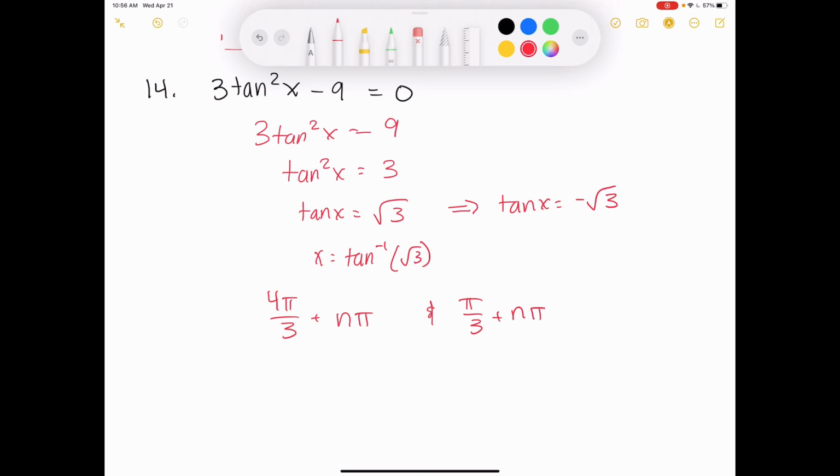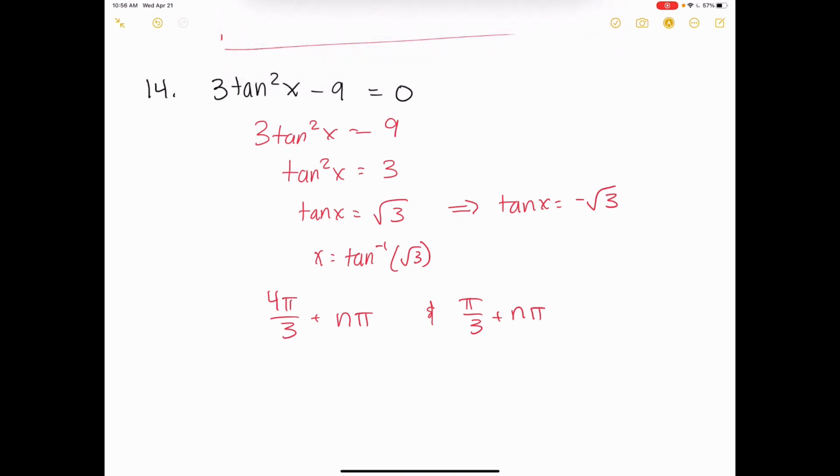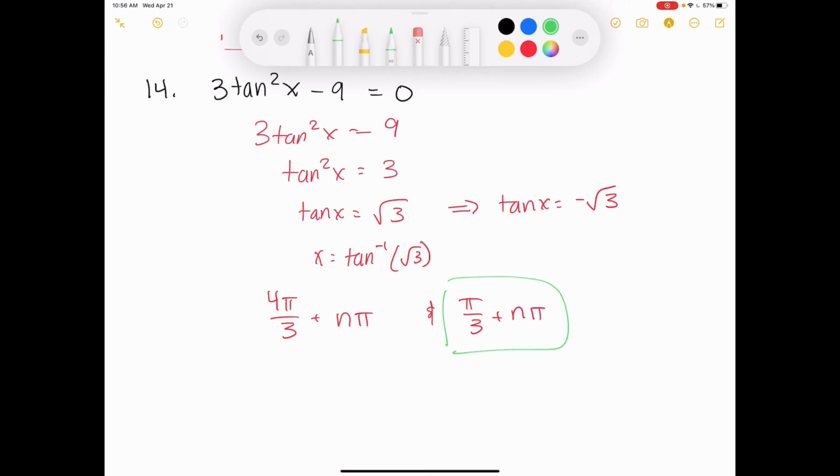Yes and no. Okay? So technically, the stuff that she has is fine. We just need to add on the ones for negative root 3. However, because we just need to add n pi to them, in technicality, all I really need... Now, if you do it the way she did it, I will not take points off, unless you just forget the negative root 3 one. But this is the only one you need for the positive one because we're adding n pi. So technically, this and this, they're equal.